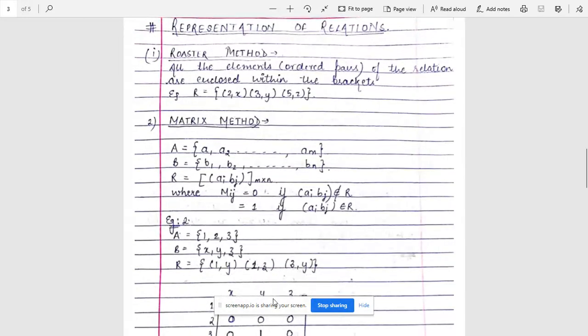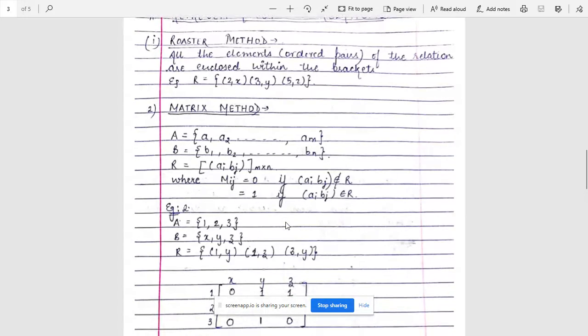Here it is just like a matrix, and you know what a matrix is from your previous semester. So suppose A is a set having elements a1, a2 up to am, and B is a set b1, b2 up to bn. Then the relation R is represented by the matrix M of size m cross n. This is the notation of matrix where Mij equals 0 if the ordered pair (ai, bj) does not belong to R, then you will put 0 in your matrix. If (ai, bj) belongs to R, then you will put 1 in your matrix. It is very important.